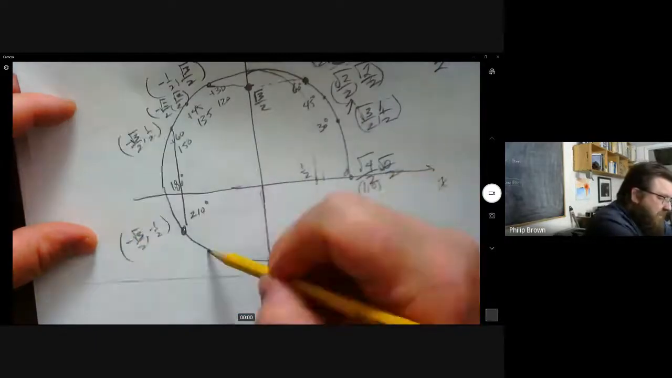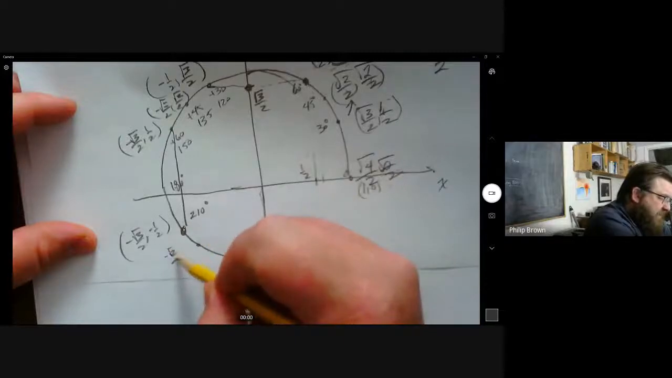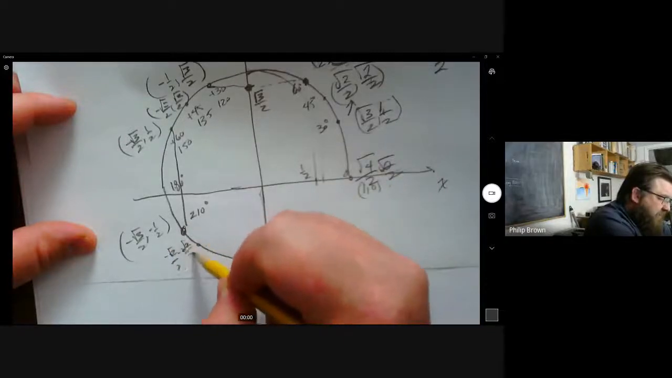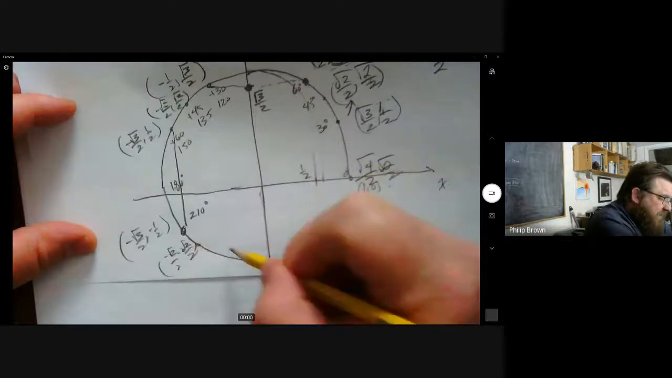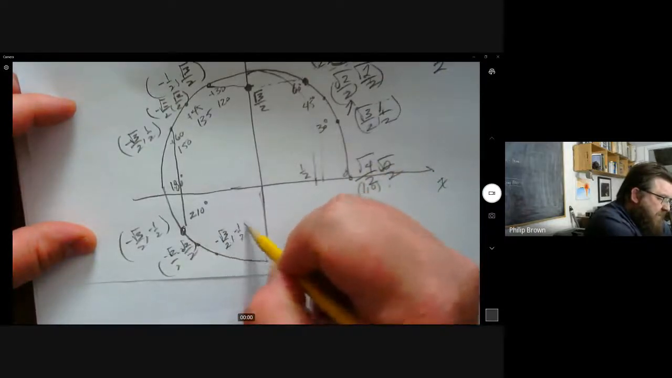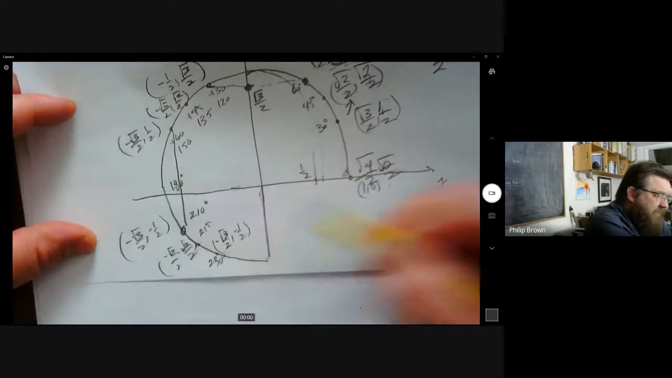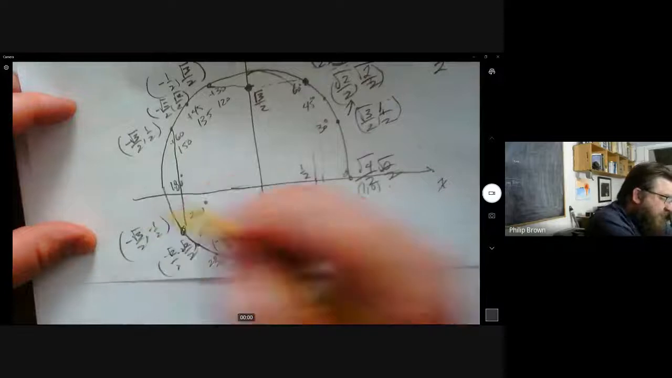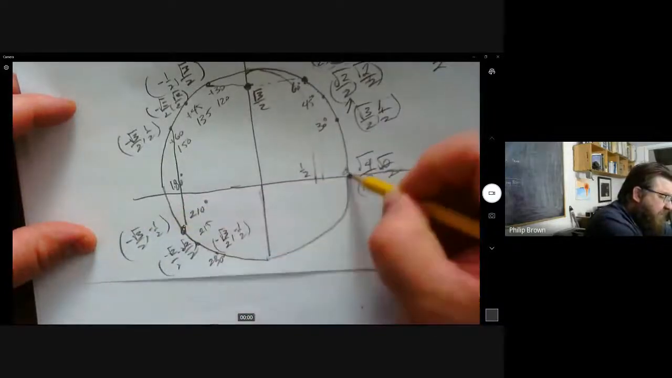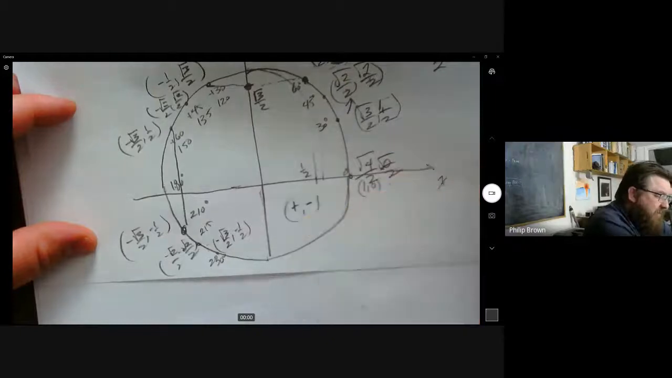And then negative root 2 over 2, right? And negative root 2 over 2 for both of them. And then this one, I'm running out of room, negative root 3 over 2, negative 1/2. So that's 210, 225, and 240 degrees, right? And then same thing over here, except now x is positive and y is negative. So you can use that to do whatever.